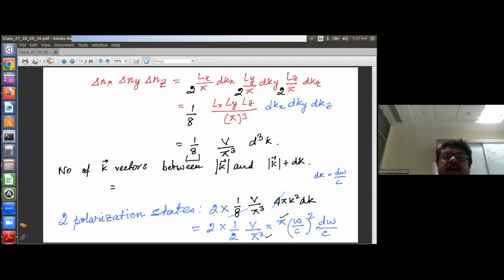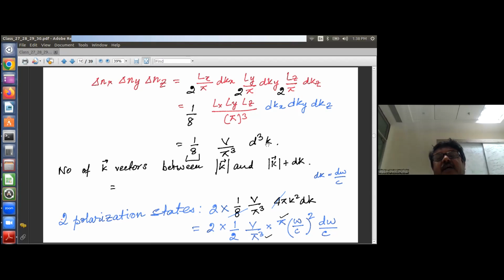In general, we can ask, between k_x and k_x plus dk_x, k_y and k_y plus dk_y, and k_z and k_z plus dk_z, how many total number of levels are there? That will be L_x by 2 pi dk_x, L_y by 2 pi dk_y, L_z by 2 pi dk_z, which can be written as 1 by 8 L_x L_y L_z, which is basically a measure of the volume, V by pi cubed, into dk_x dk_y dk_z, right? So we get 1 by 8 V by pi cubed into d3k, if you like.